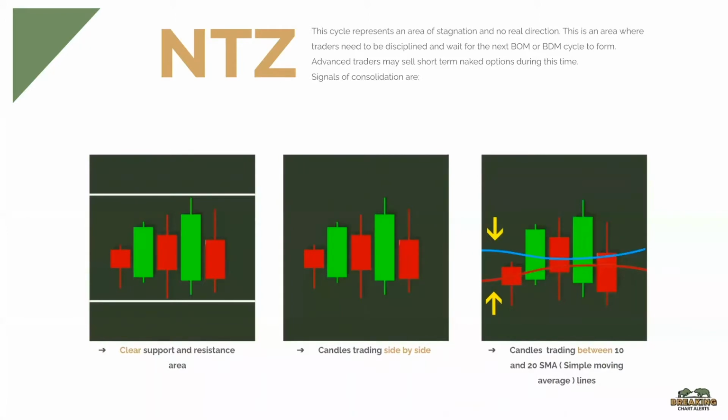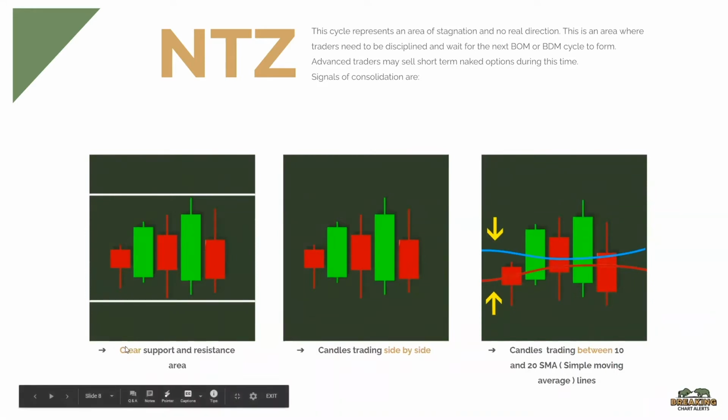So no trade zone. This cycle represents an area of stagnation with no real direction. Markets are flat. This is an area where traders need to be disciplined and wait for the next breakout momentum or breakdown momentum cycle to form. Advanced traders may sell short-term naked options during this time. That's something we could go over in our advanced class, because usually during this time of stagnation, that's a perfect time for option sellers to collect that premium and sell options instead of buy them. So here you have a clear support resistance area, candles trading side by side, and candles trading between the 10, 20 simple moving averages.